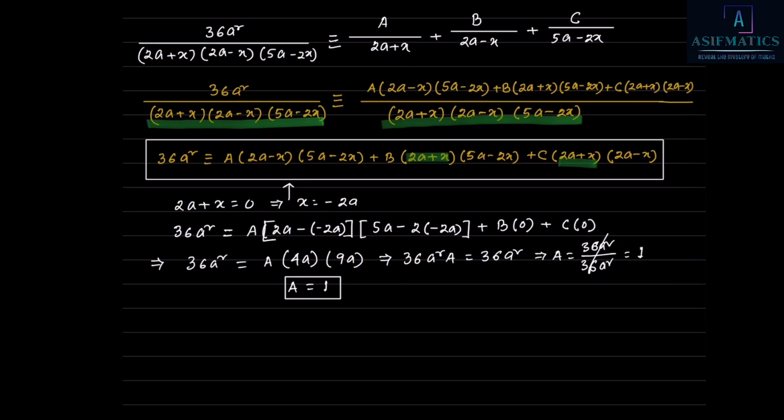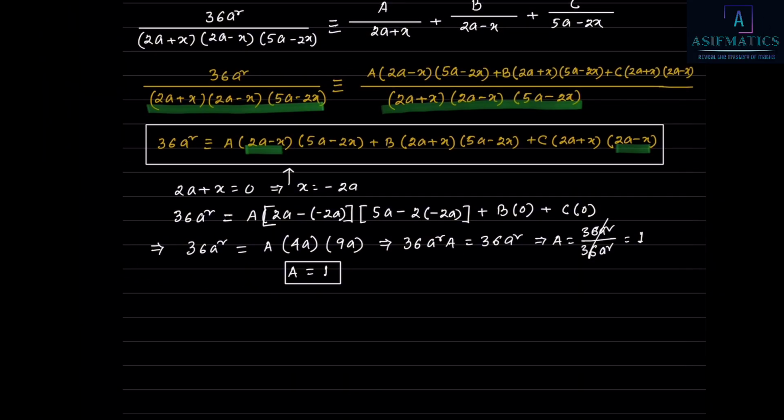Similarly, if we now take these values, we need to find the value of b, so we need to make a and c 0. So we can take the factor of a. Let's take 2a minus x; this factor is 0. If you take this one, a and c will be 0.